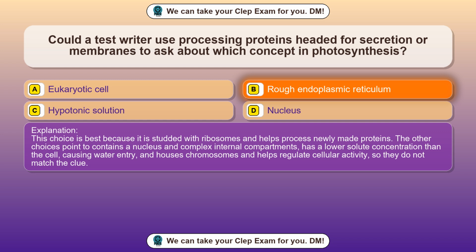This choice is best because it is studded with ribosomes and helps process newly made proteins. The other choices point to contains a nucleus and complex internal compartments, has a lower solute concentration than the cell, causing water entry, and houses chromosomes and helps regulate cellular activity, so they do not match the clue.